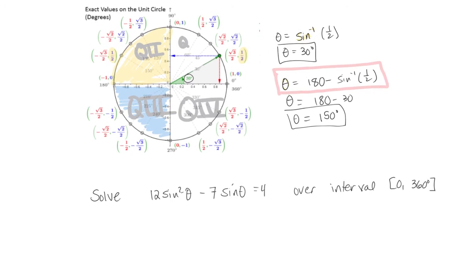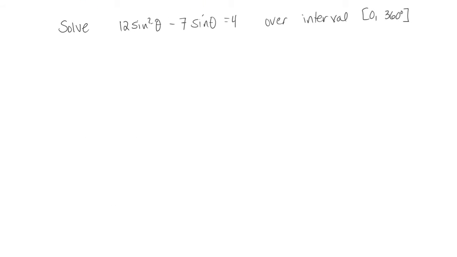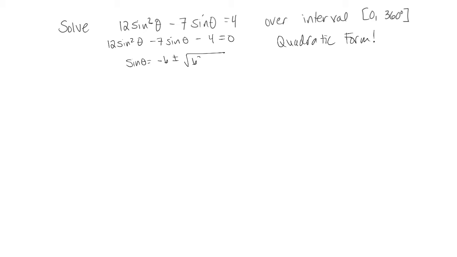Now I'm going to solve this problem. I have this equation. It's got a squared term, so it's in quadratic form. I'm going to set everything equal to 0, so I'm going to subtract 4 from both sides. So I've got 12 sine squared theta minus 7 sine theta minus 4 equals 0. That's quadratic form, and so that means I can use the quadratic formula. My sine theta is going to be the opposite of b, plus or minus the square root of b squared minus 4ac, all over 2a.